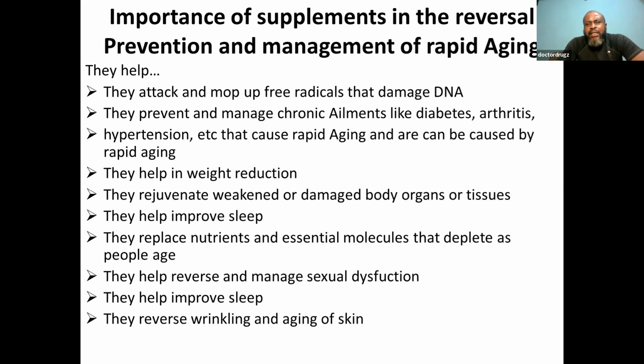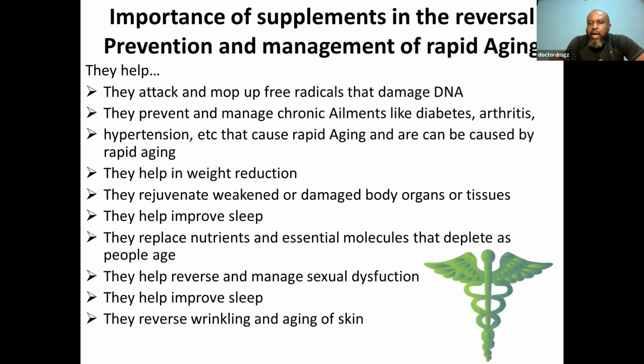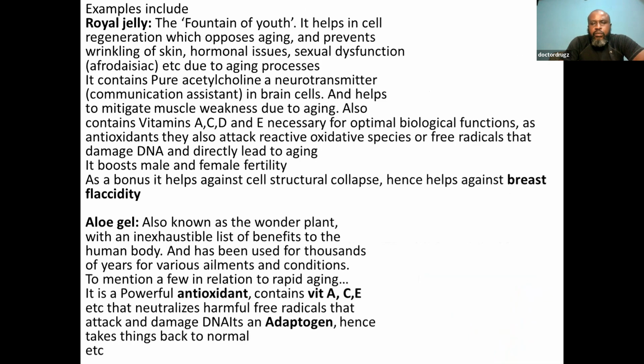They help to reverse and manage sexual dysfunction, because aging also affects hormones, and hormone depletion can lead to loss or reduced male and female sexual prowess and characteristics. Now, they help improve sleep, yes, as earlier mentioned, and they reverse wrinkling and aging of skin, making people appear younger as they age. An example of these supplements includes Royal Jelly.